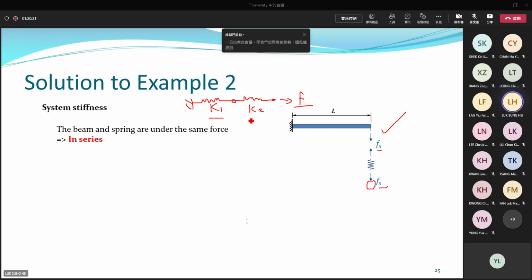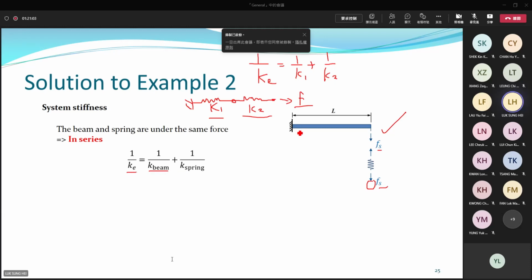For series, how to calculate the stiffness? According to our physics, 1 over the equivalent stiffness of the system is equal to 1 over K1 plus 1 over K2. If you have more springs, then you can put more terms on the right-hand side. So here, for a series system, 1 over Ke, the equivalent stiffness of the whole system, is equal to 1 over K beam plus 1 over K spring. K spring is given. I think it's K, right? We call this K in the problems.